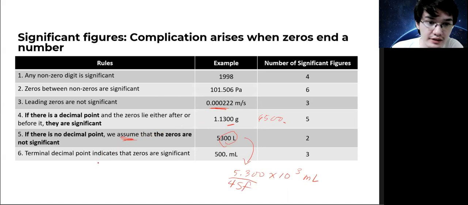Then we have lastly, terminal decimal point indicates that zeros are significant. So it's like rule number 4, but it's much clearer. So zeros before the decimal point are significant. Therefore, for 500 ml, there are 3 significant figures.